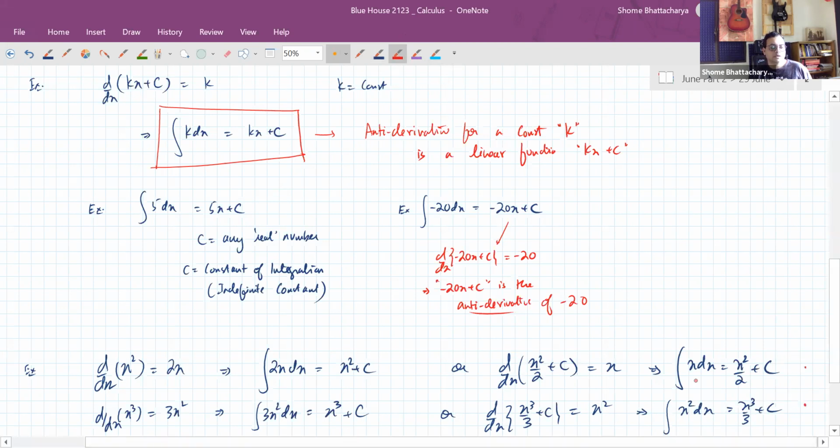You can see integration of x to the power 1 is x to the power 2 by 2. Integration of x to the power 2 is equal to x to the power 3 by 3. So like that we get a trend and we get a general formula for integration of x to the power n.